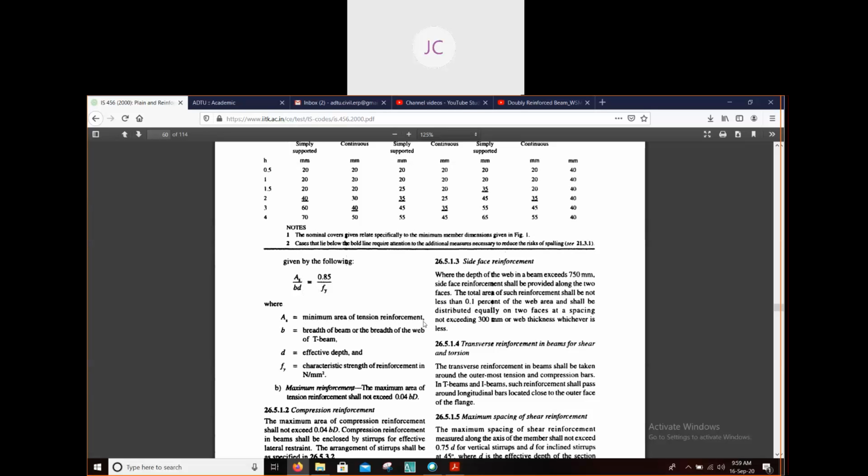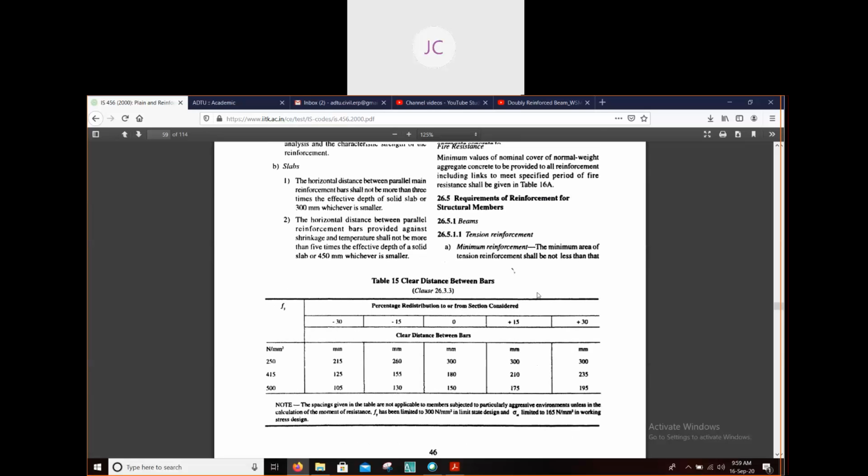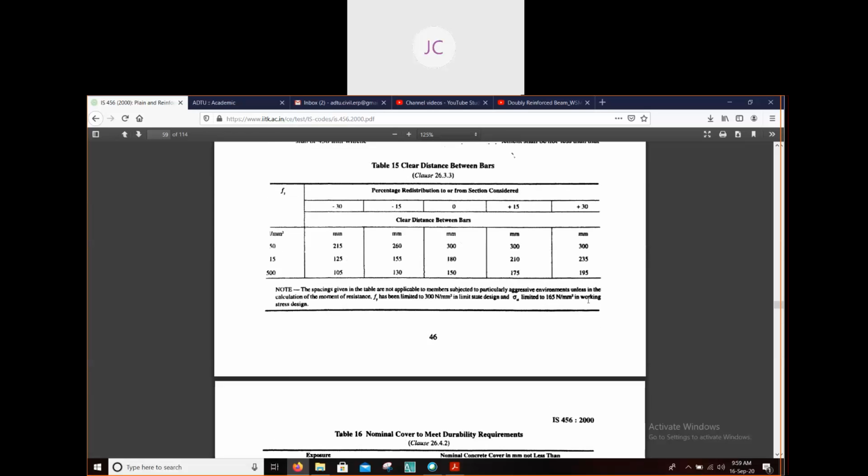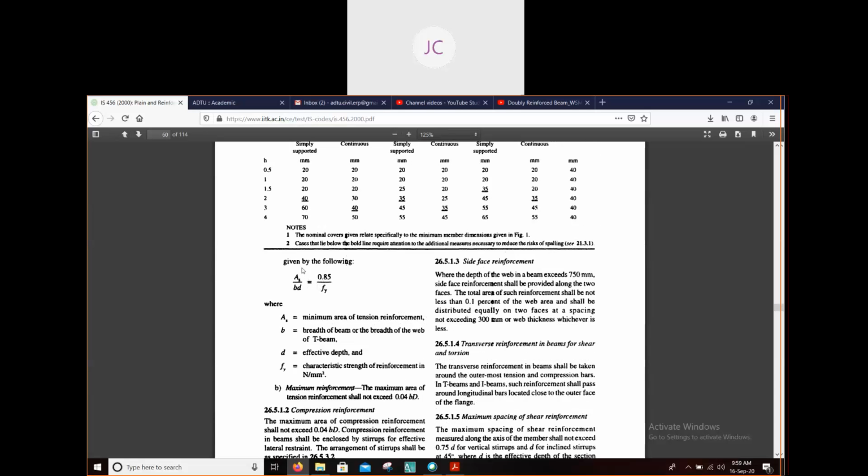You can see here the minimum area of tension reinforcement shall not be less than that given by the following. This is the formula, and in this formula, AS, the area of steel, is the minimum amount of steel which we have to provide in the tension zone for any beam. You have to remember this formula for minimum reinforcement. AS will be 0.85 into BD divided by FY.